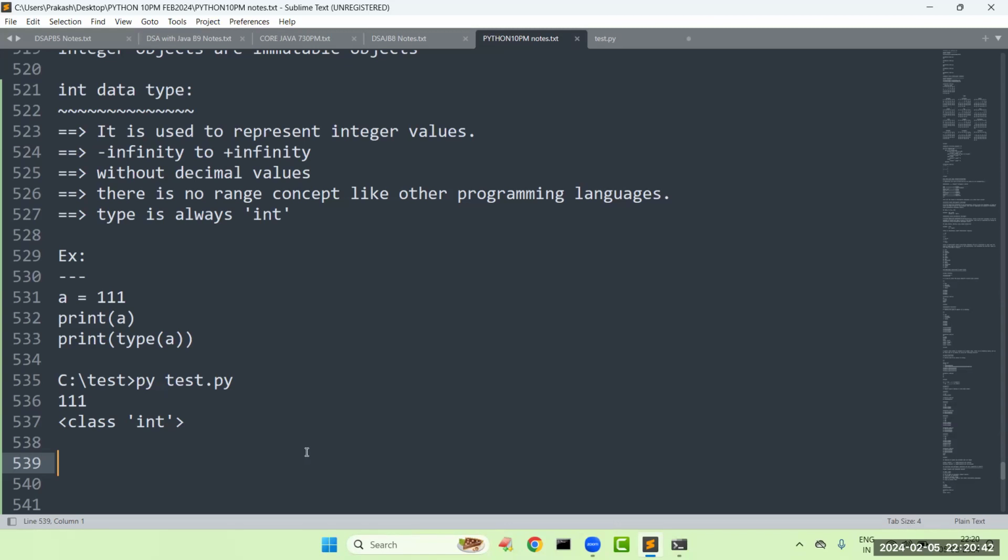Sir, is Python a compiler language? This is a common question that comes. So if you can explain that. Yeah, sure, sure. 1 minute, sir. Please wait.